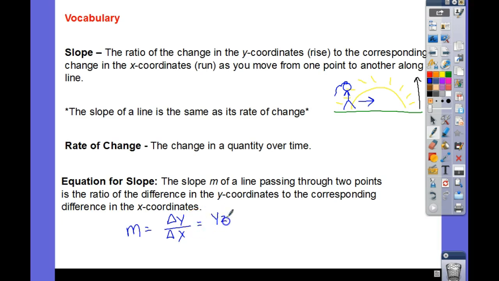We plug into y2 minus y1 over x2 minus x1. So again, we have a tendency to plug into y2 minus y1 over x2 minus x1.